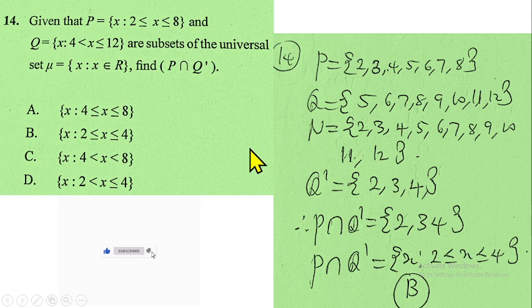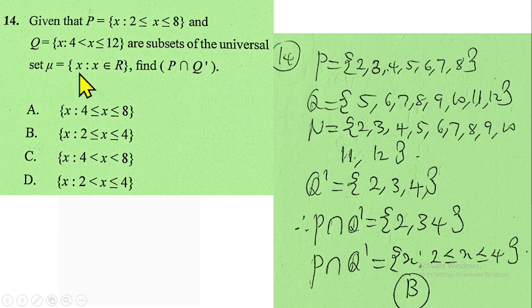Question number 14 is from sets. We are given this set P as x such that 2 is less than or equals to x less than or equals to 8, and set Q as x such that 4 is less than x less than or equals to 12, which are subsets of the universal set U equals to x such that x belongs to real numbers. Find P intersection Q complement.